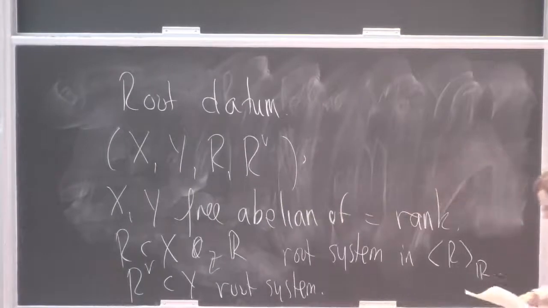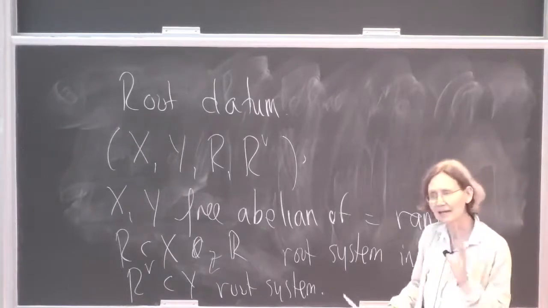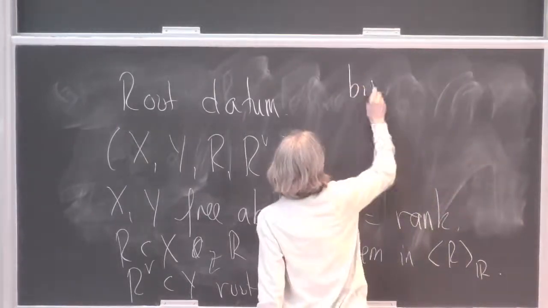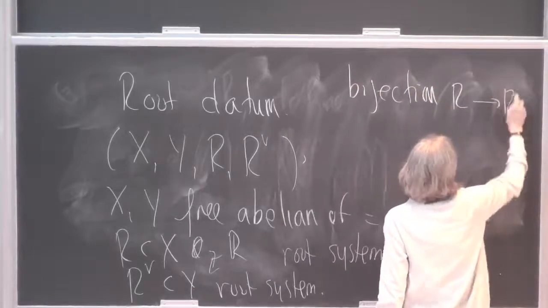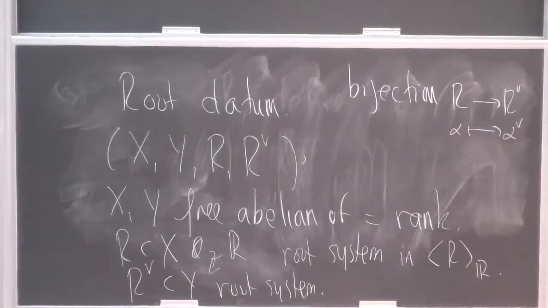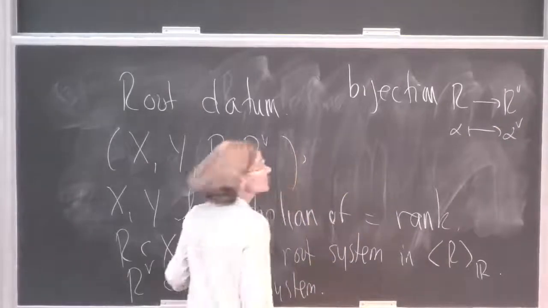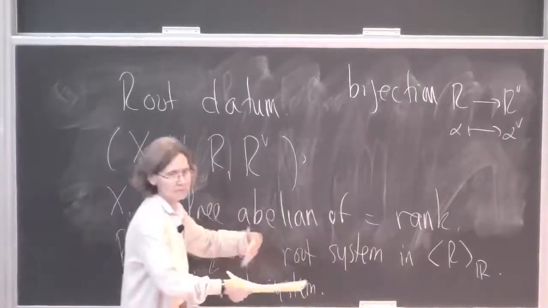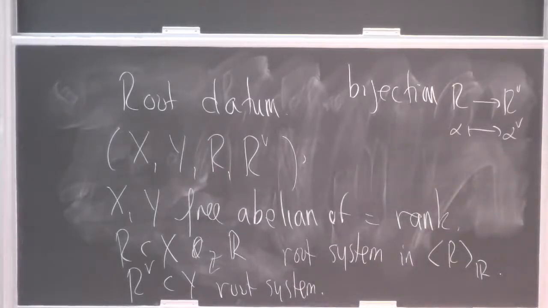So I'm not going to write down all the details because we already said that before. And there should be a bijection between R and R check, alpha goes to alpha check, that satisfies some nice properties, and that I'm not going to write out. But anyway, look at free abelian groups of the same rank, a root system in something, and some bijection that has to satisfy also some sort of combinatorial looking properties.